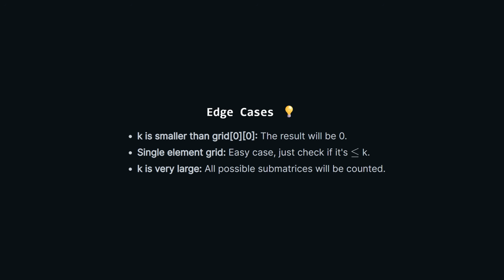Think about the edge cases. What if the very first number is already bigger than k? Well, since we must include that top left corner, no submatrix will ever work, and our answer will be 0. If k is huge, we'll just end up counting every single possible rectangle that starts at the top left.